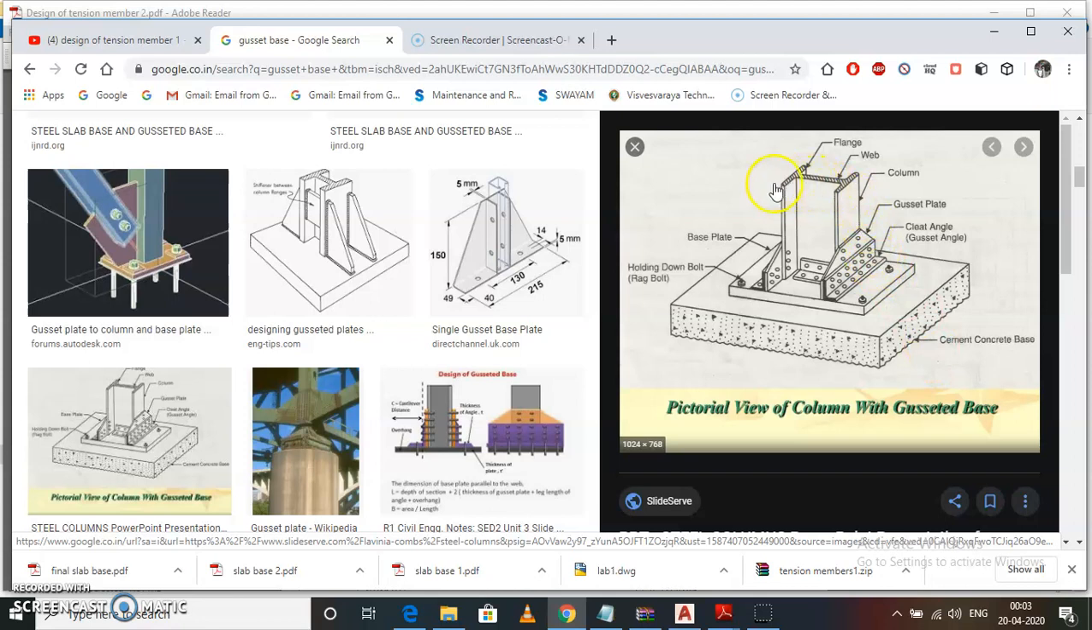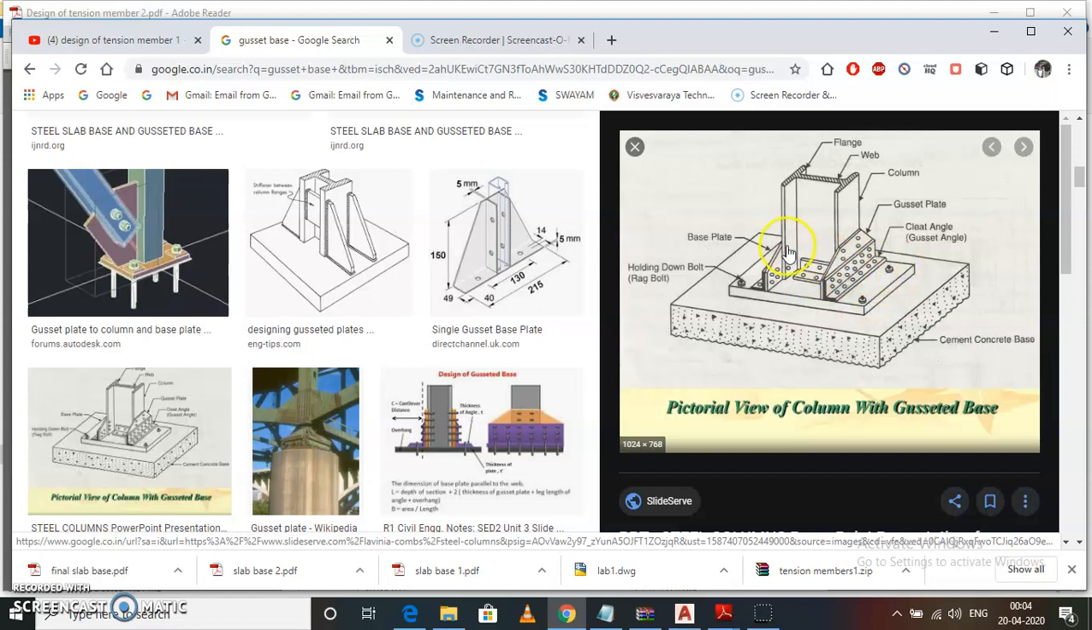So this is the pictorial view of a gusset base. You can go through the diagram one by one. In some cases, in addition to this gusset plate, cover plates are also provided after the gusset plate. This type of providing base plate with gusset plate is called a gusset base. If required, we have to design the web cleat angles also. You can see here, these are called web cleats, and these are the cleat angles.